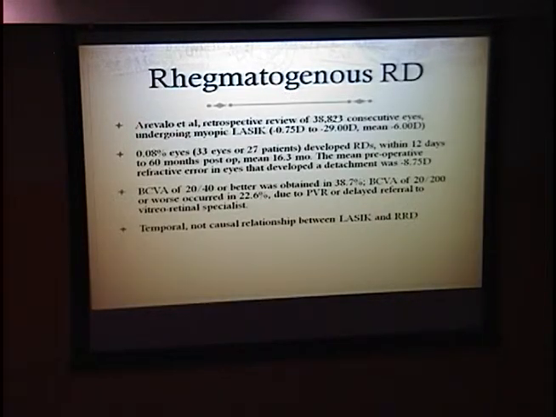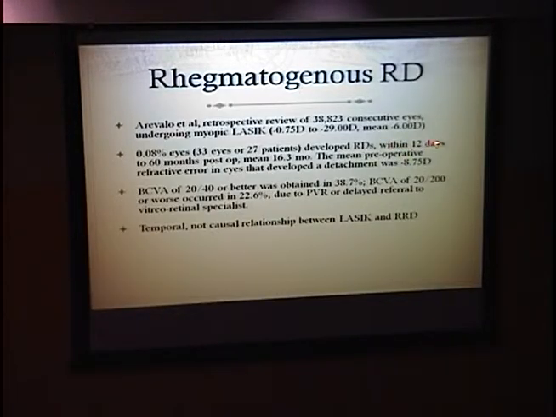And he did a retrospective review of over 38,000 consecutive eyes that underwent myopic LASIK. And the refractive error range was minus 75 to minus 29, which I think is kind of surprising. I guess in Venezuela they do LASIK for minus 29. The mean was minus 6. And 0.08%, so 33 eyes of 27 patients, developed retinal detachments.